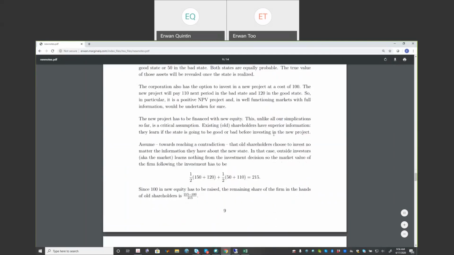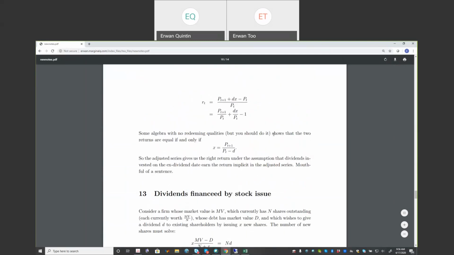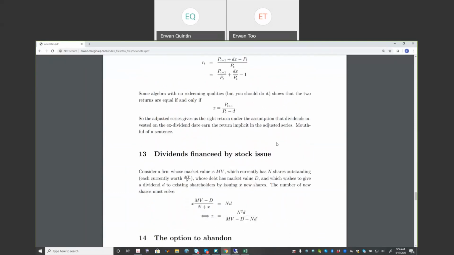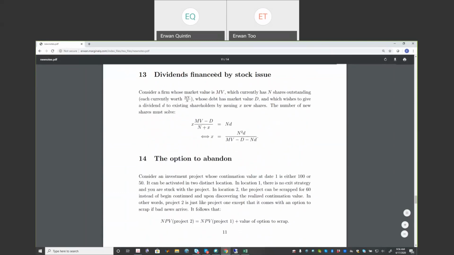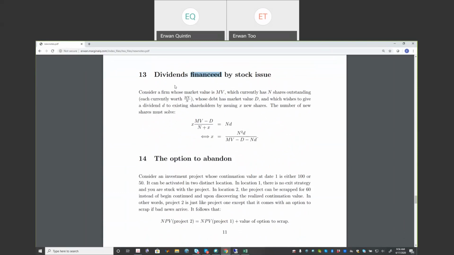Let's go down. Okay, there we go. Dividends financed by stock issue. There's a typo here. My apologies. I will fix it hopefully by the time you watch this video. Okay, good. So let's look at this algebra.